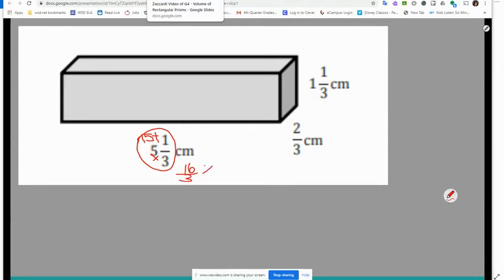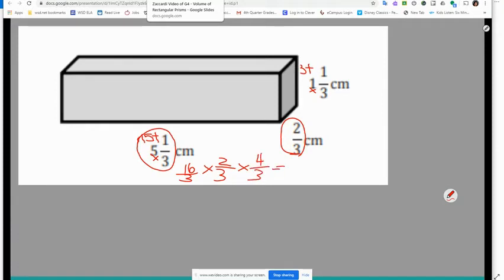Now this number, 2/3, we just leave the way it is because it's not a mixed number. This one is a mixed number, so we're going to multiply the whole number by the denominator, which is 3, and then add the numerator, which is 4. So that would be 4/3.